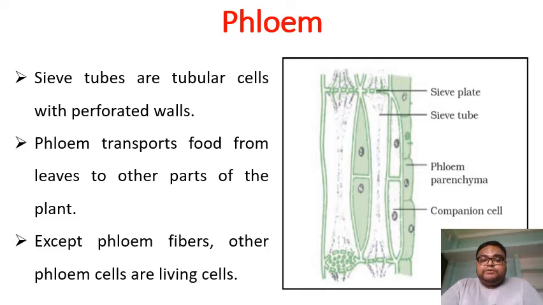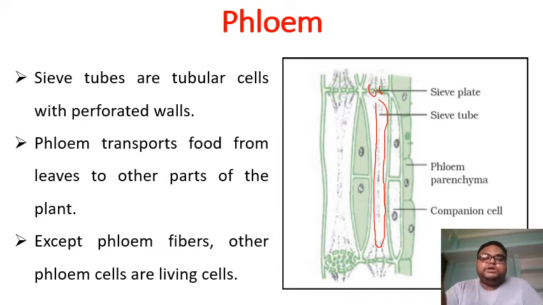When you look at these sieve tubes, just focus your attention on these things here. Sieve tubes are tubular cells, meaning they are elongated, pipe-type cells, and they have perforated walls. You can see the perforations here, isn't it? So these are perforated walls.